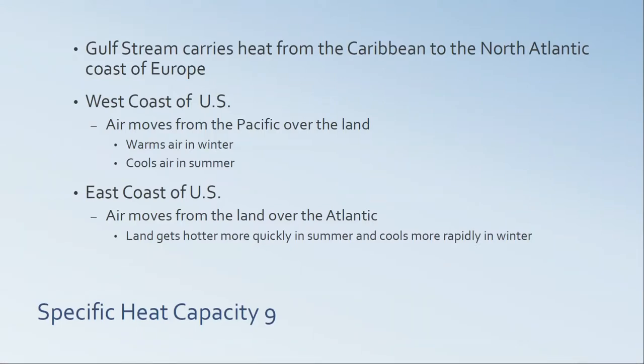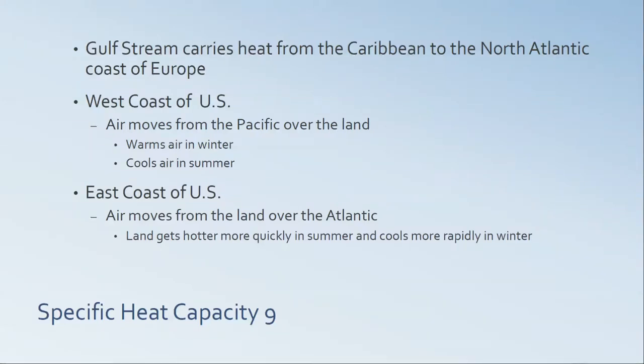So we see that the Pacific coast has a relatively mild climate compared to areas on the East Coast in similar latitudes. On the Pacific coast, there's not a big change between the winter and summer months. Okay? However, here on the East Coast of the US, air moves the other way, from over the land to over the Atlantic.